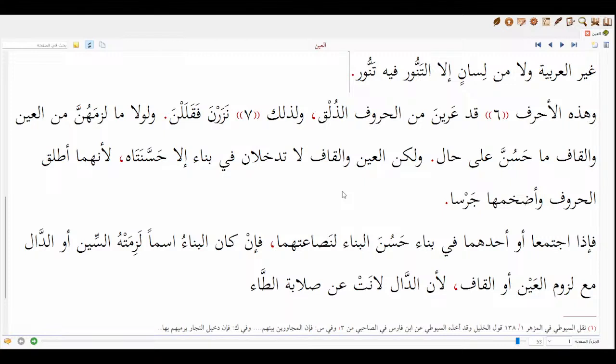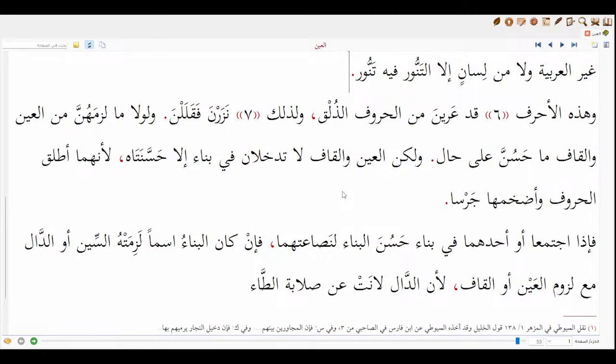وهذه الأحرف قد علينا من الحروف الذلق ولذلك نزرنا فقللنا. And these words that he has mentioned, the 10 exceptions, four root letter words which do not have قد علينا من الحروف الذلق. They are free from the 6 letters, and because of that they will be classed as rare or unique.